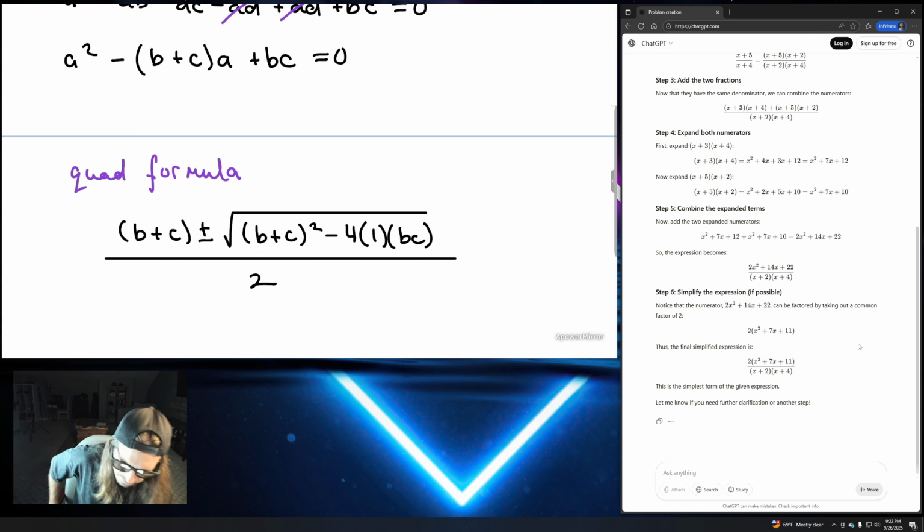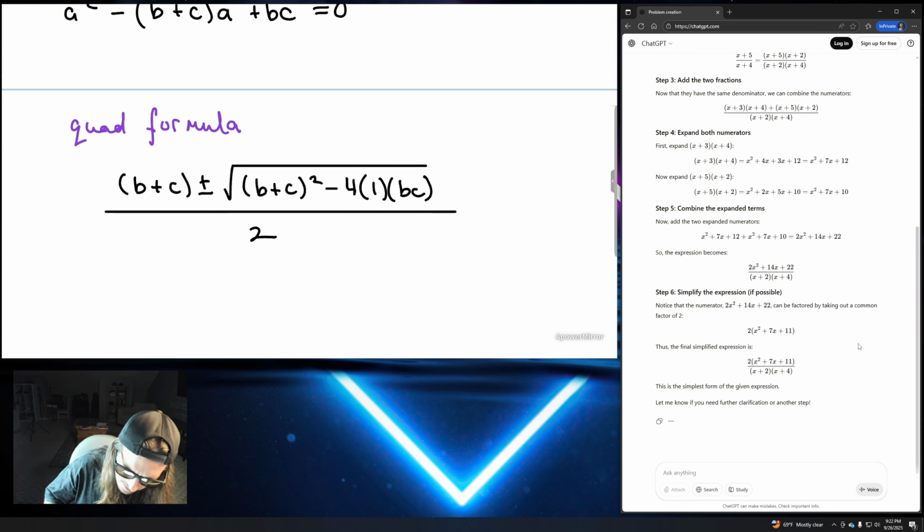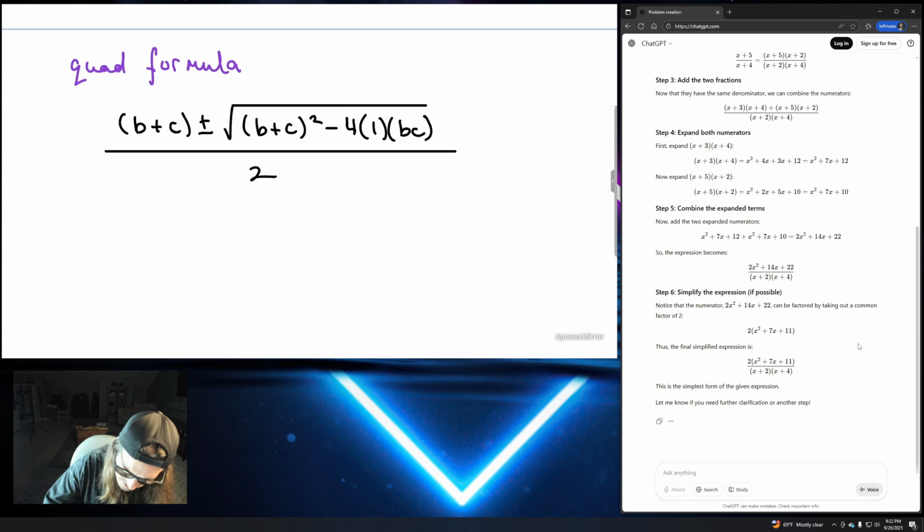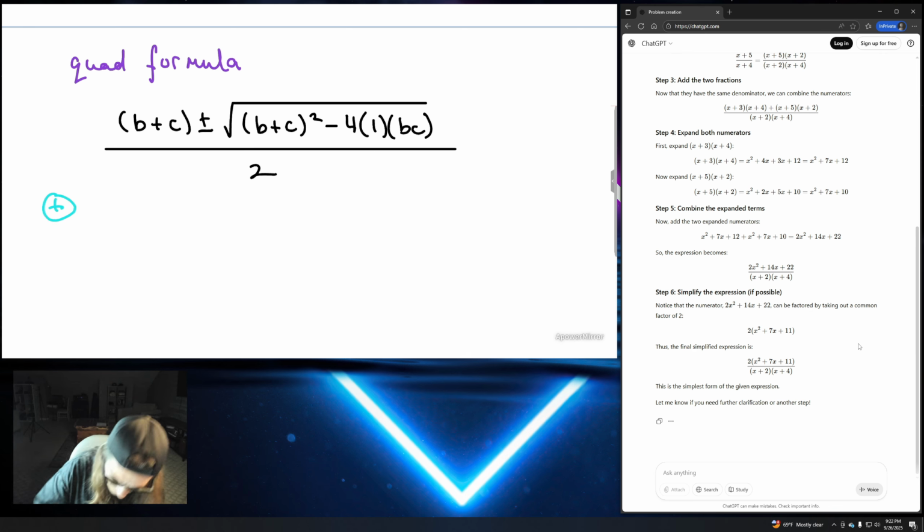Okay, great. So let's do the positive case first. Actually, what we should do first is just simplify the discriminant. Why don't we do that first? Let's just start with the discriminant.